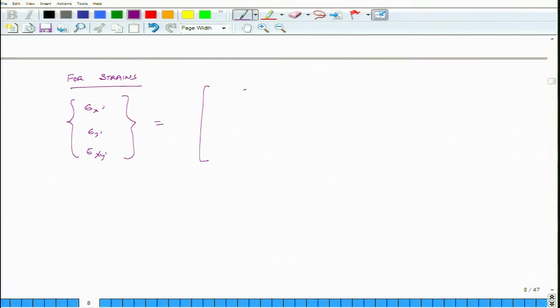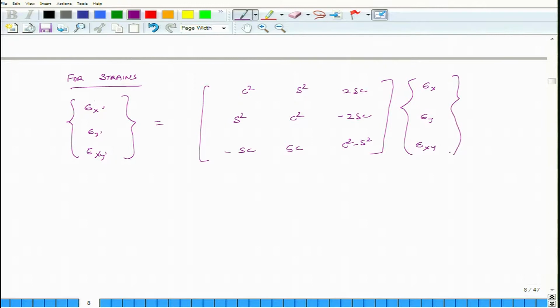So, this is again c square, s square, 2 sc; s square, c square, minus 2 sc; minus sc, sc, c square minus s square; epsilon x, epsilon y, epsilon xy. Okay.